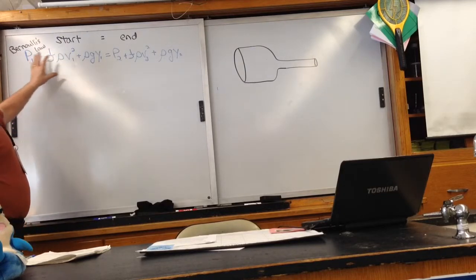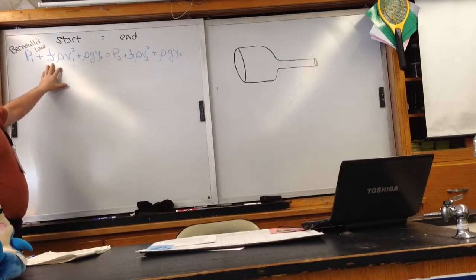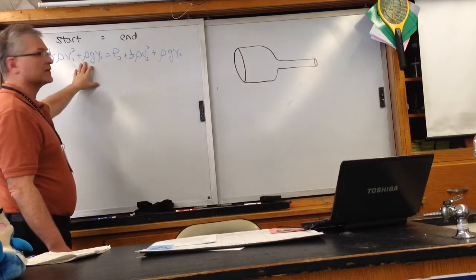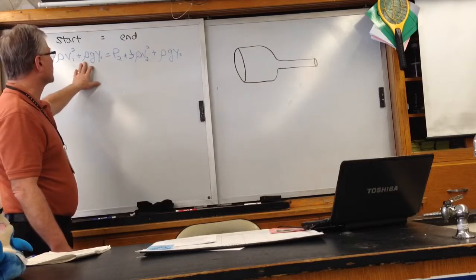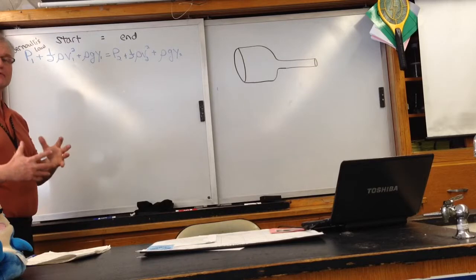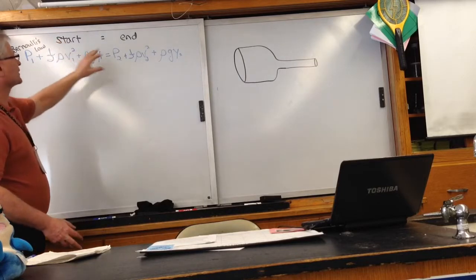At the start, we have P1, 1 half, and instead of saying mv squared for kinetic energy, we have 1 half rho v squared. And then here we have, instead of mgh, we have rho gy. So if we look here, this is actually based on the law of conservation of energy, start equals end.